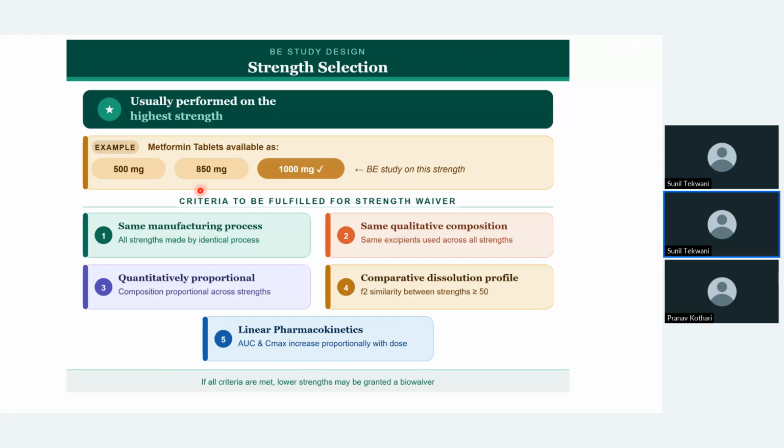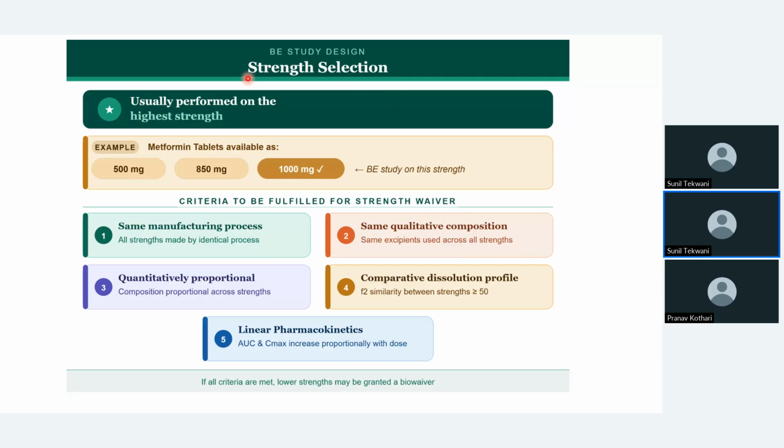These criteria are applicable to IR dosage forms, immediate release dosage forms. For modified release dosage forms, you may have to do multiple studies on lower strengths and higher strengths also. I recommend you go through the modified release clinical trial guidance from the EU. There it is clearly mentioned in which kind of modified release dosage form, how many strengths BE studies are required. Okay, this I have explained for immediate release dosage forms.